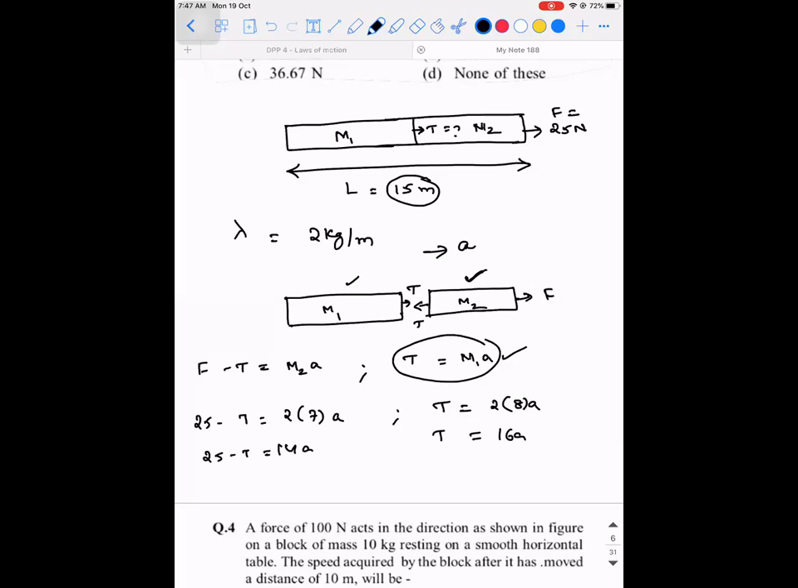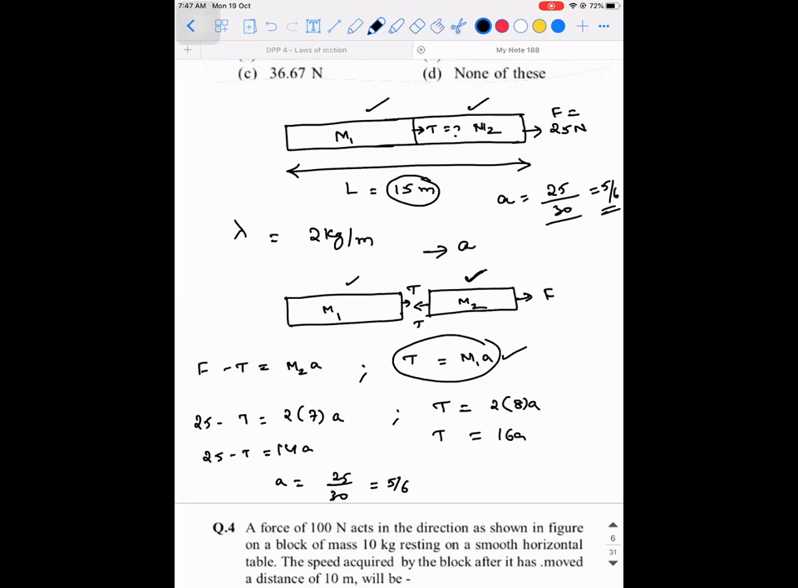So what will you get? Acceleration as 25 minus T by 14, 25 by 30, 5 by 6. So what is the direct way to solve this problem? I have already told this. When two blocks are connected together, acceleration is equal to unbalanced force divided by the total mass. Total mass is 30 because there is a lambda into 15. Correct? So 5 by 6.